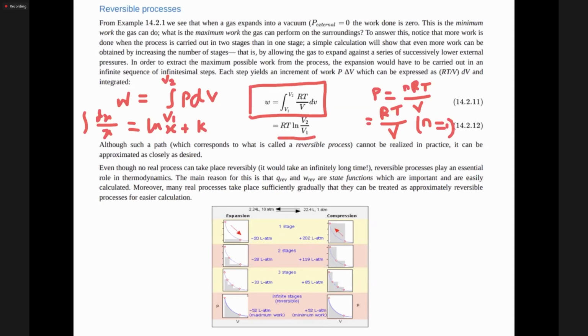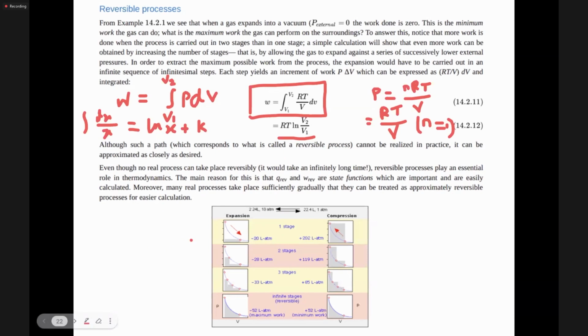But many real processes take place sufficiently gradually that they can be treated as quasi-reversible processes for easy calculation. So it's true that no reversible process can be attained in reality, but there are some processes present in our observable thermodynamic systems that take a significant amount of time for completion. That's why they are not truly or completely reversible, but they can be treated as almost reversible, and the calculation for those will also be easy.